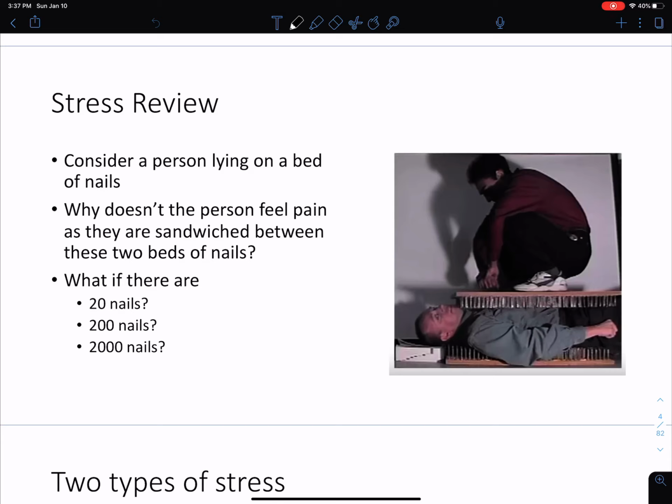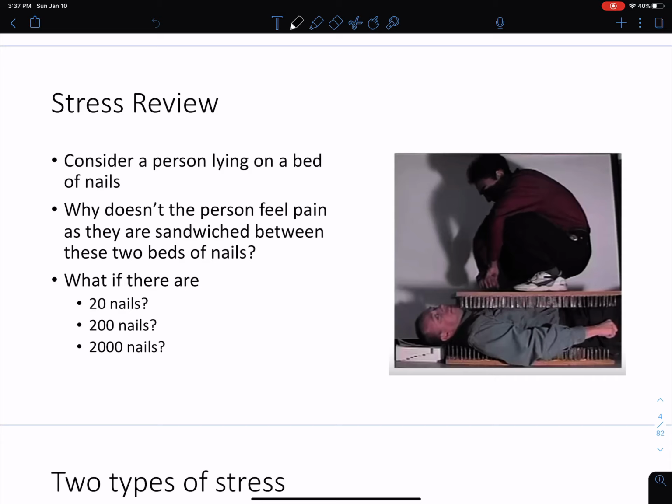So why is it that this reaction is different as opposed to having one nail there? If we were to think of this person as having only one nail on top and bottom and someone is going to be sitting on top, that nail most likely will puncture the person in the green or gray shirt's body and actually injure them. But what happens here, so I want you guys to think about this. What if there are 20 nails versus 200 versus 2,000? How many nails would you want there to be, more or less, if you were the person sandwiched inside? So I hope you're starting to think about this and that your answer is more, right?